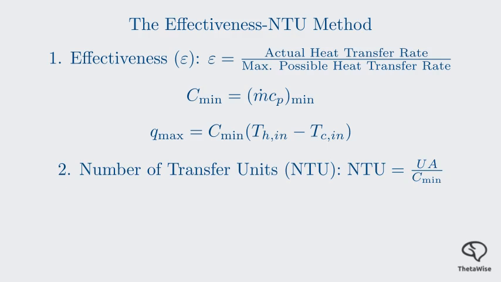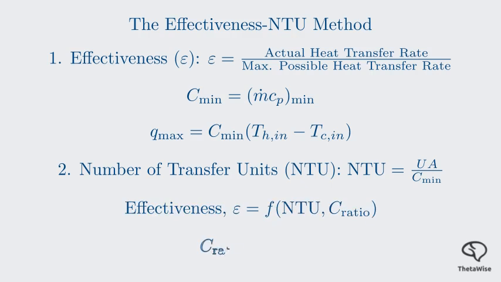The beauty of the effectiveness NTU method is that the effectiveness, epsilon, can be expressed as a function of NTU and another parameter, C sub ratio. This C ratio is simply the minimum heat capacity rate divided by the maximum heat capacity rate. The exact functional relationship, F, depends on the type of heat exchanger: parallel flow, counterflow, shell and tube, etc. These relationships are typically presented as charts or simple equations. The effectiveness NTU method is particularly well suited for situations where you need to predict the performance, outlet temperatures, of an existing or specified heat exchanger.